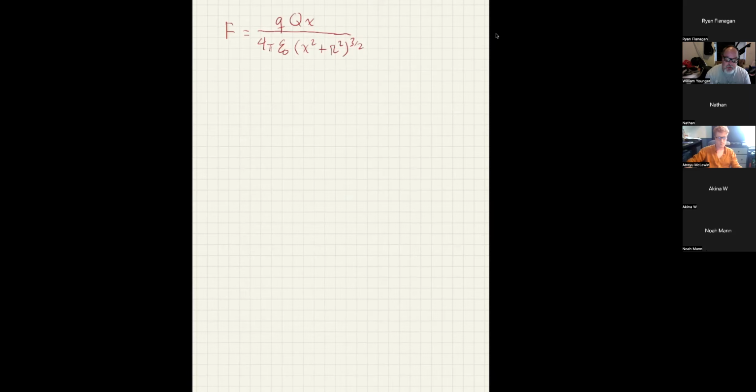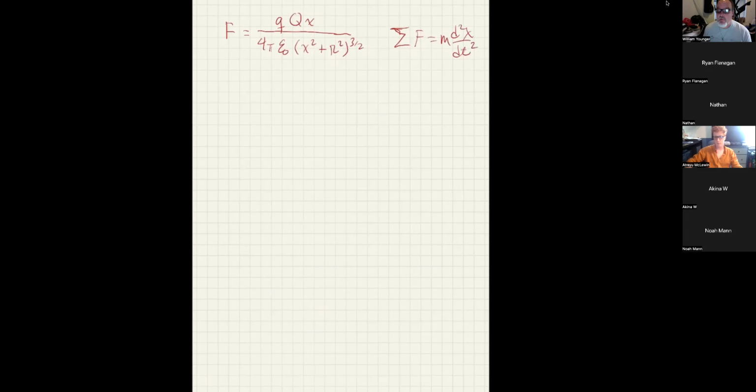So yeah, that's the force, and then you've got to use Newton's second law, which says the summation of the forces is equal to m d2x over dt squared. When you set this up, you've got the mass of the charge times d2x over dt squared equal to the force, taking x to be a slight distance away from the disk. In that case, x squared inside of the 3/2 power compared to r squared is essentially 0. So this force becomes very close to q times x over 4 pi epsilon naught r cubed. Notice all of that is a constant except for x.